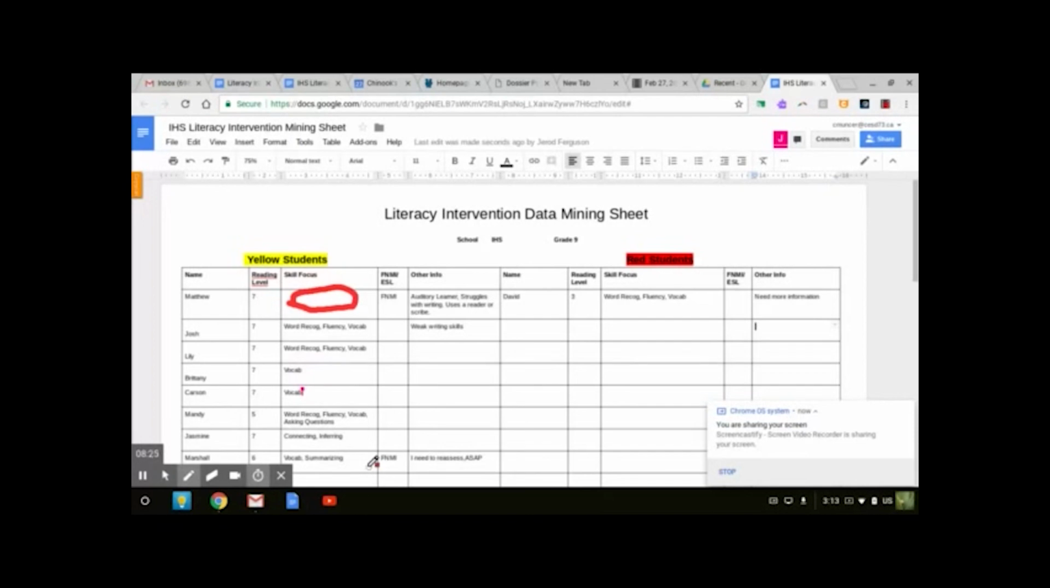Just looking off the screen, I would start off with vocabulary. It's a commonality across a few students here, such as Brittany and Carson and Marshall. If you could group these students together, you could teach a lesson that would hopefully improve the skill of all three at once rather than individually. Right. You have Josh and Lily as well, right? Oh yes, that was just out of order.